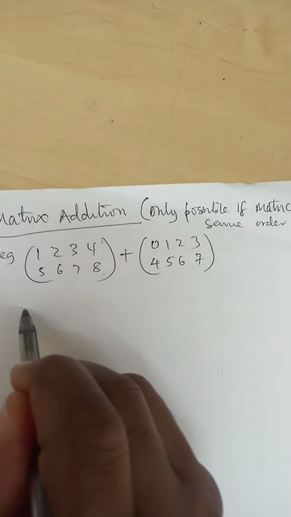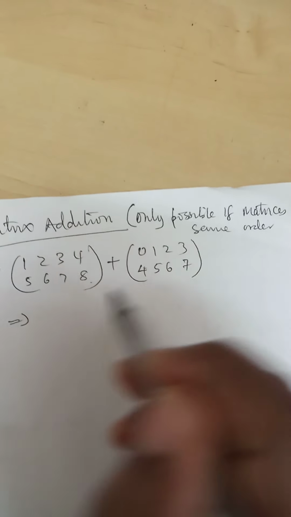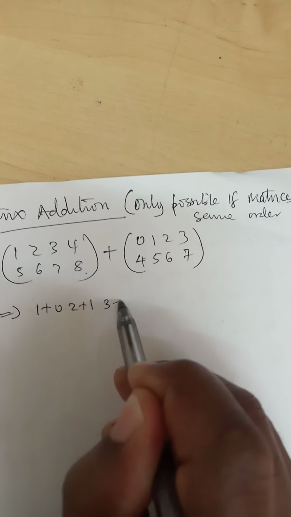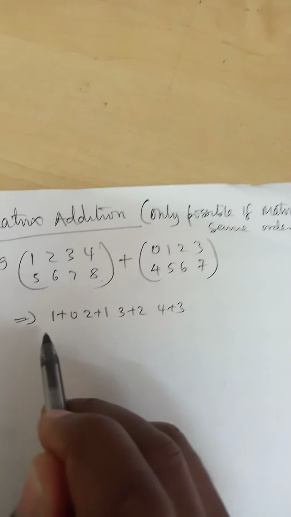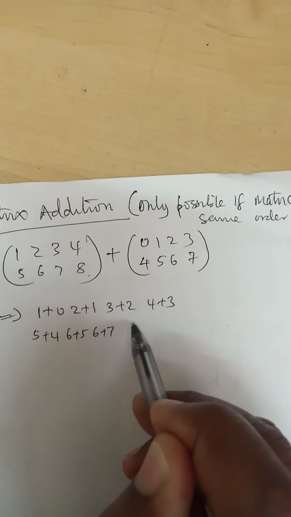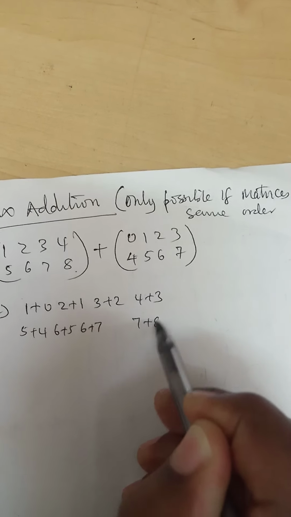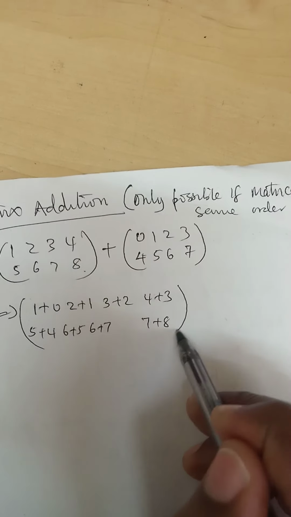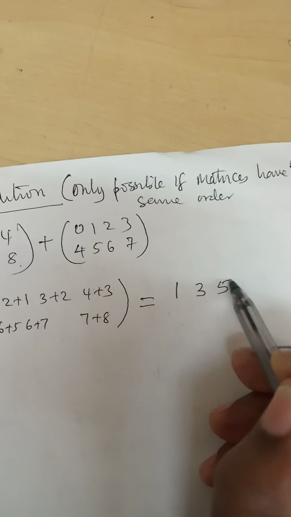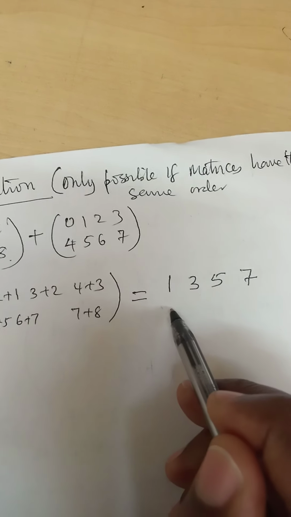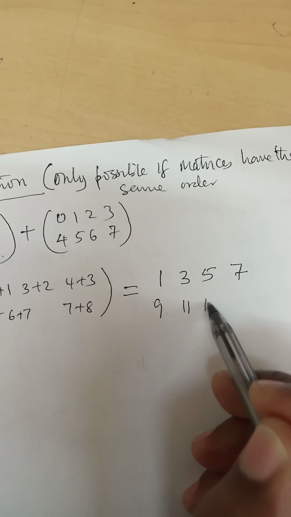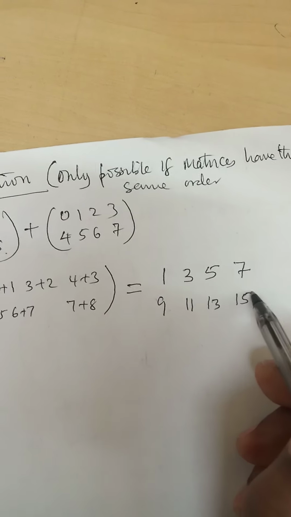So the answer here would be 1 plus 0, 2 plus 1, 3 plus 2, 4 plus 3. And then 5 plus 4, 6 plus 5, 7 plus 6, and then 8 plus 7. So the final answer will therefore be 1, 3, 5, 7, and then 9, 11, 13, and then 15. This would be our answer.